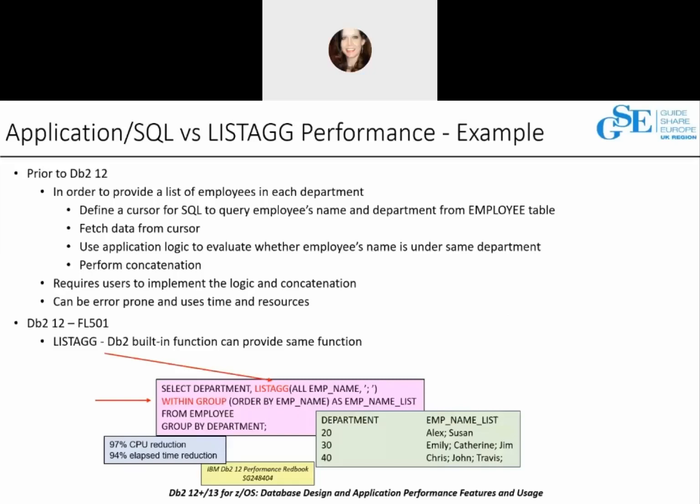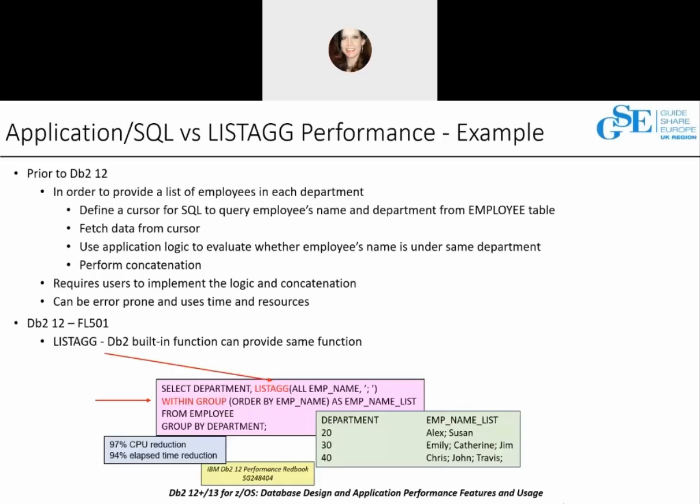In the past we would have had to define a cursor from the table, fetch the data, use application logic to evaluate the department that they're in, and then perform the concatenation to get this list of employees by department. And that could be a little bit of an expensive process.